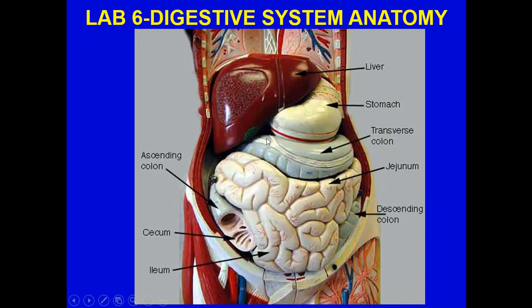Here is a model that you can consider, and you can see the liver, the stomach, the transverse colon, the descending colon, part of the ascending colon, and the entry point, which is called the cecum. You have, of course, the ileum, the jejunum, and, of course, kind of hidden in part is the duodenum, which is attached to the stomach.